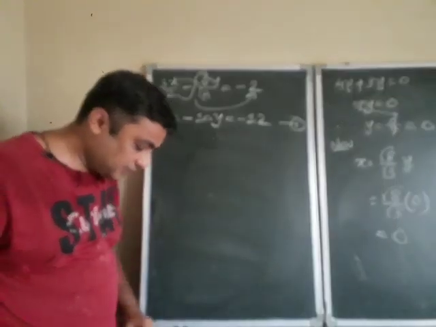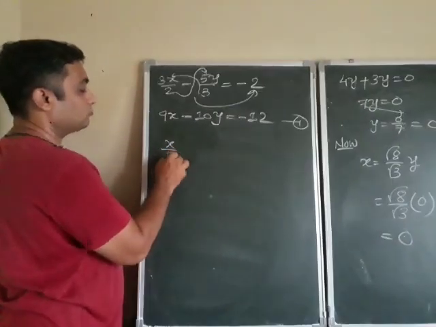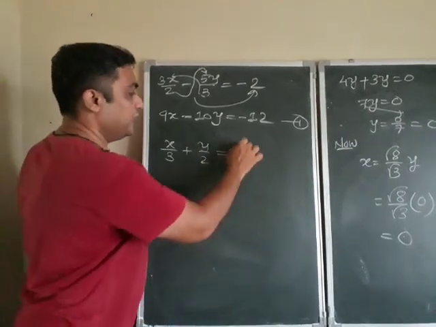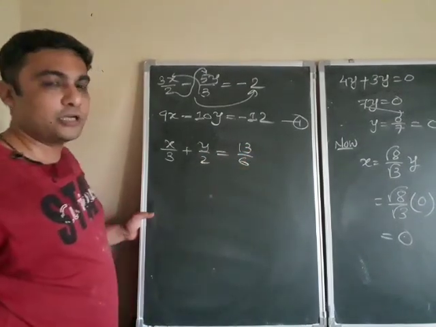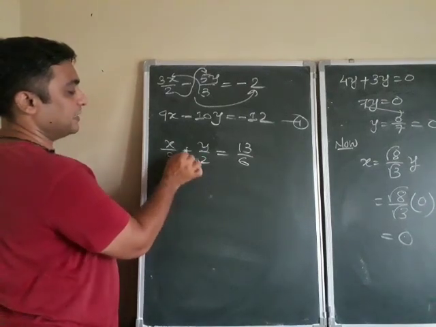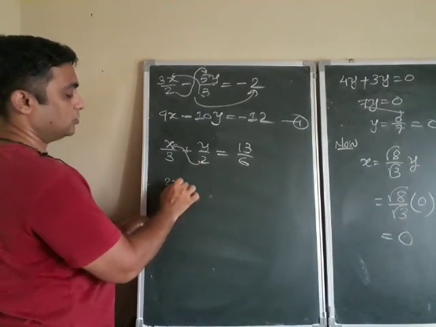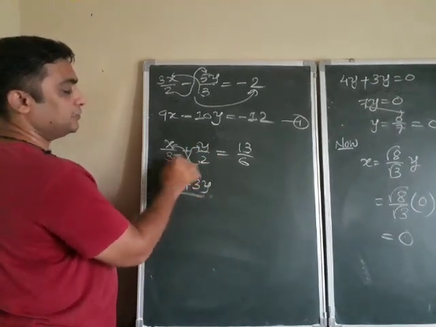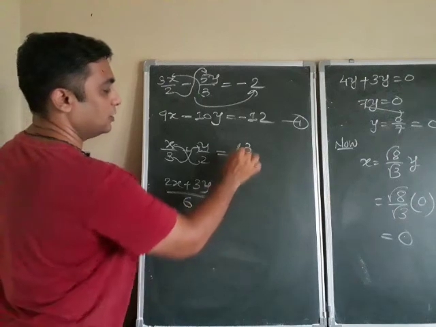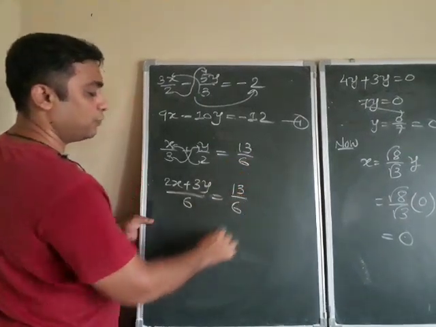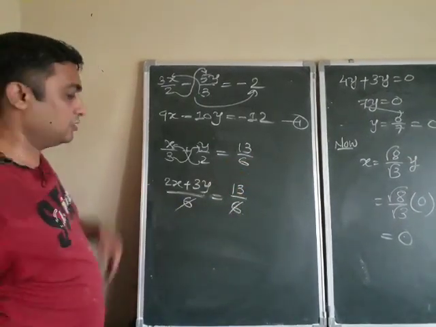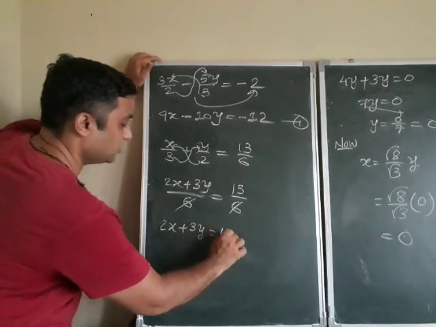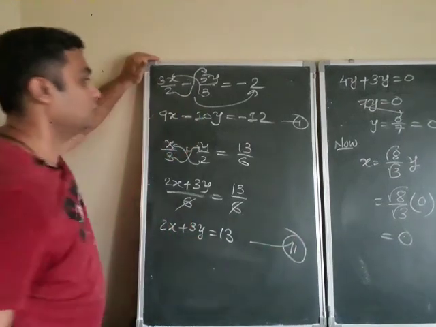See, the second equation is given, x by 3 plus y by 2 is equal to 13 by 6. Okay. So now here also the LCM is 6: 2x, here 3, so 3y. Total LCM, 3 2s are 6, is equal to 13 by 6. Now from both the sides 6 would be cancelled. So this equation says 2x plus 3y is equal to 13. Equation number 2.